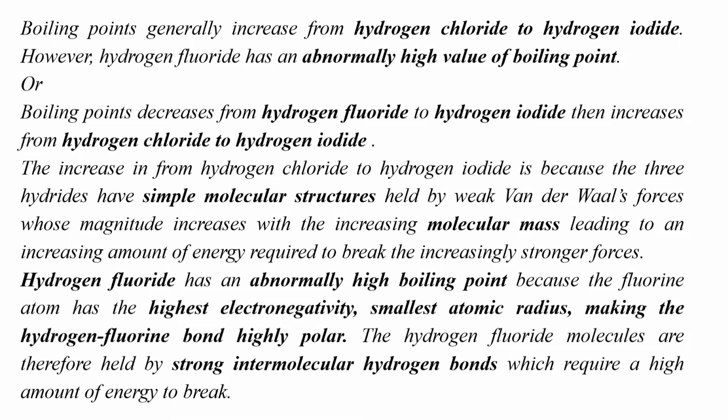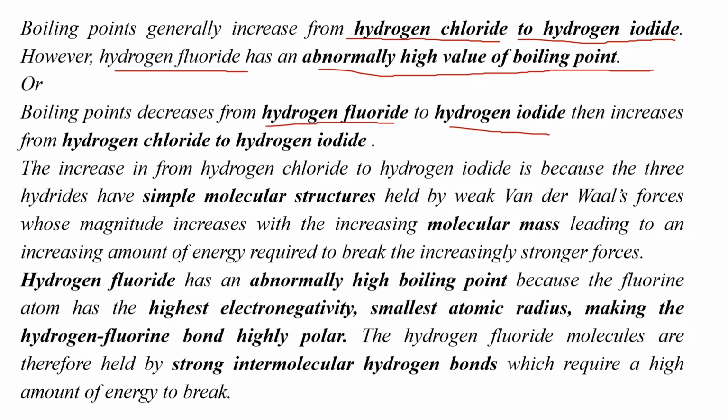Boiling points generally increase from hydrogen chloride to hydrogen iodide. However, hydrogen fluoride has an abnormally high value. Or we can say boiling points decrease from hydrogen fluoride to hydrogen chloride, then increase from hydrogen chloride to hydrogen iodide here. The increase we've already explained, from hydrogen chloride to hydrogen iodide, is in terms of molecular mass. Being that all of them are gases, that mandates them to have simple molecular structures here.